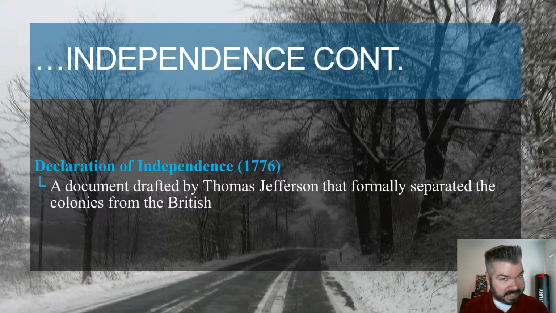Now, 1776, the Declaration of Independence, right? This is the document drafted by Thomas Jefferson that formally separated the colonies from the British. This is where we said, okay, enough is enough. This is our Declaration of Independence. You have our list of grievances. You know why we're doing this, right? So here's our formal declaration that we're done. To use different terminology, we might say this was our divorce from the British government. This was finalized. We've had enough. We said, nope, not doing that. We're out.